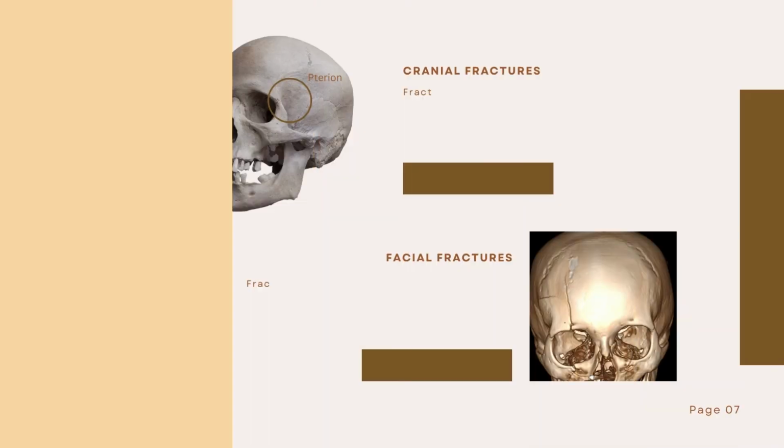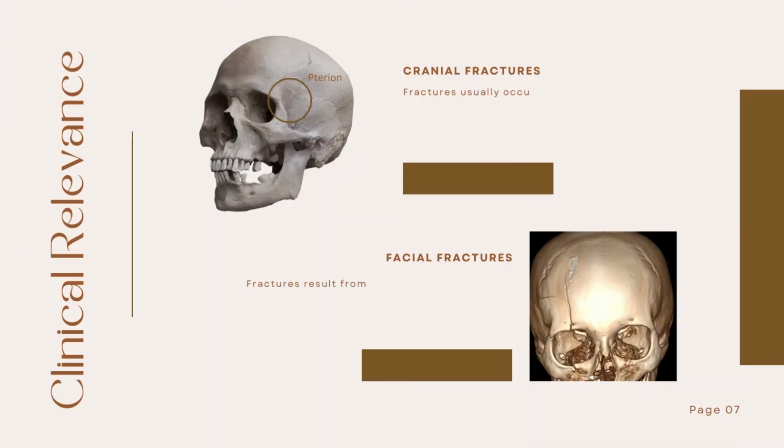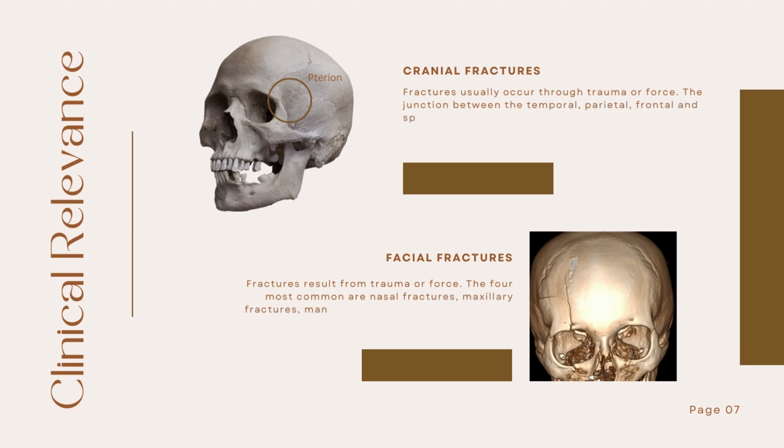Finally, we're going to be talking about the clinical relevance of everything that we've discussed. So beginning with cranial fractures. Fractures to the skull usually occur through trauma or force, and one of the most important clinical areas is the pterion, basically the junction between the temporal, parietal, frontal, and sphenoid bone.